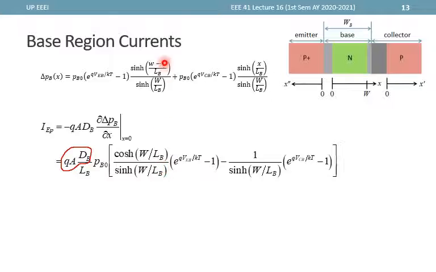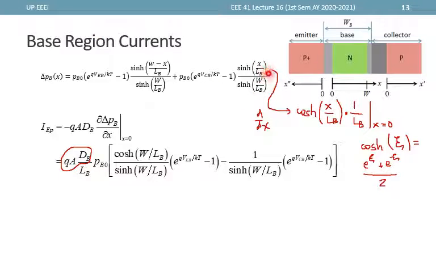And then the derivative of this hyperbolic sine right here is some hyperbolic cosine, but evaluated at x equal to 0, so we'll just get hyperbolic cosine W over LB. Now, by chain rule, we need to multiply by negative 1 over LB. That's why there is no negative sign here anymore, and we get this denominator LB. Now, for this part, we still get the derivative of this.